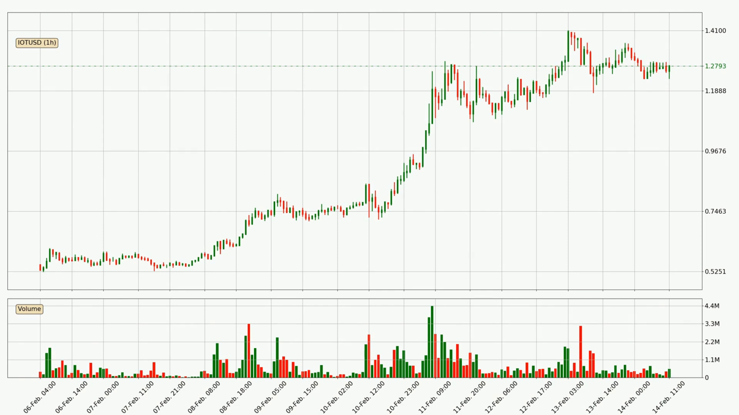Looking at the IOTA hourly time frame, the price went up by around 2.8% in the last 24 hours, with a current price of 1.28. And the volume wasn't especially high, so this move wasn't very strong.